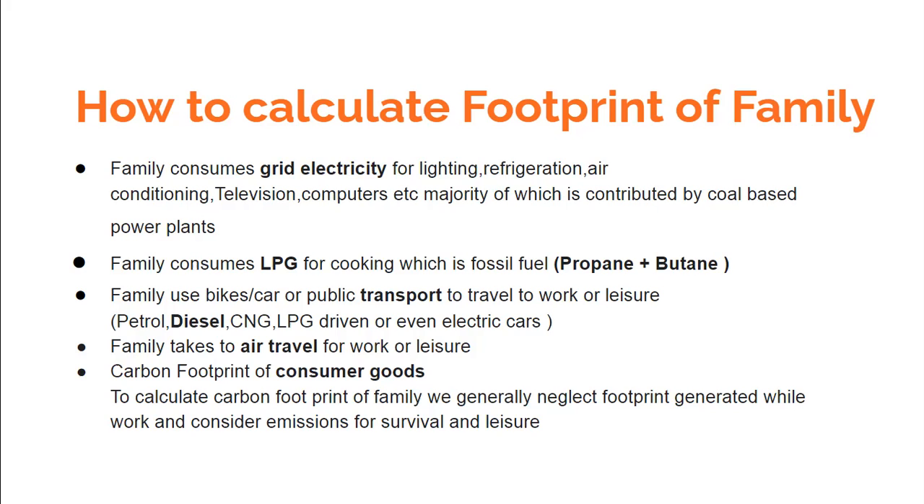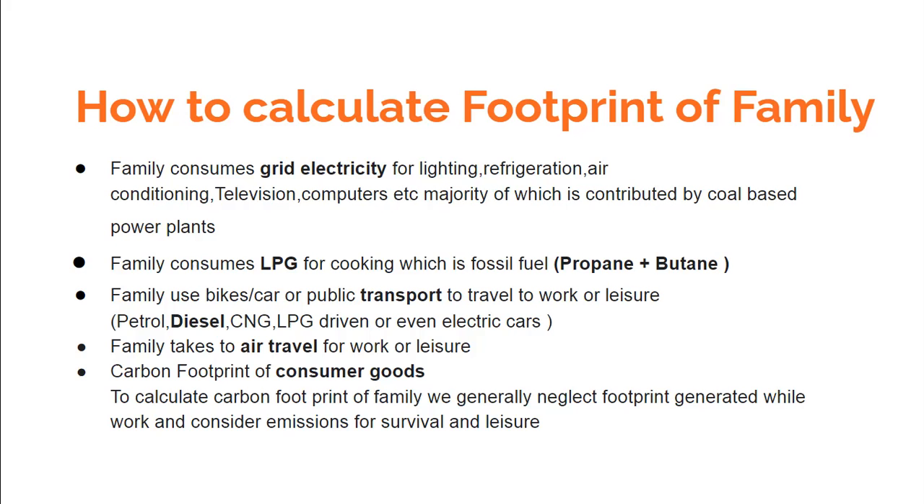Normally, it is agreed upon that we need to separate out two spheres. One is the household sphere and the other is the sphere of the place of work. So we would be concentrating only on three aspects: the cooking aspect, the grid electricity used for household consumption, and the transport which the family takes. These are the three major sources of energy consumption and their contribution to carbon footprint is what we are going to focus on.